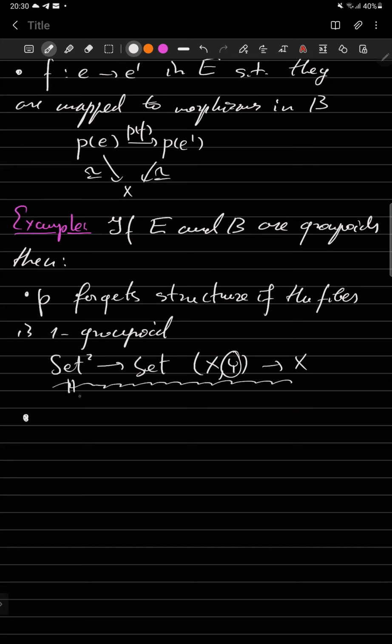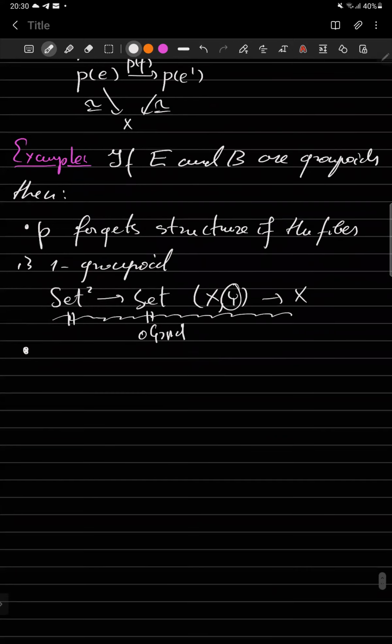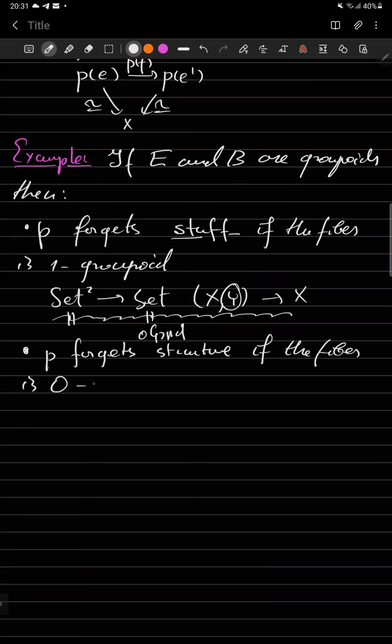I'm sorry, that was clearly a mistake. It forgets stuff if the fiber is a one groupoid, because I was wondering why it didn't add up. This was an example where we forget stuff. That's precisely how it's supposed to work. So F forgets structure now. The fiber is a zero groupoid. Just a set.